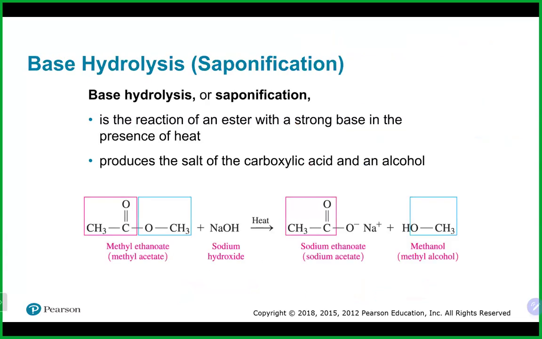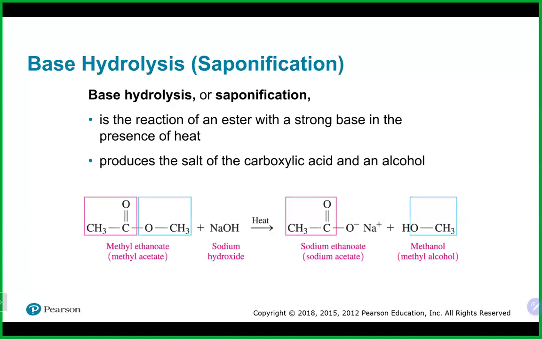Now, the base hydrolysis is a little different. Because it's basic, there's not as much H plus floating around to actually allow you to get back everything that you need. So you're going to be short some hydrogens. It's not acidic like the previous one, which has a lot of H pluses floating around. It's more basic in this case. It still works the same way.